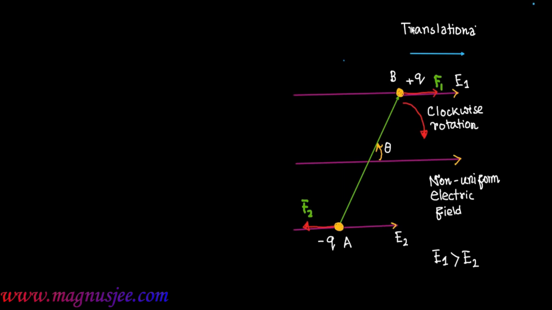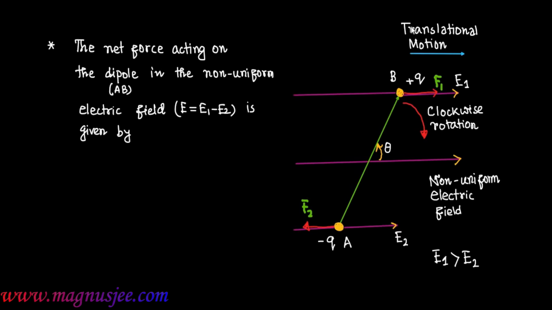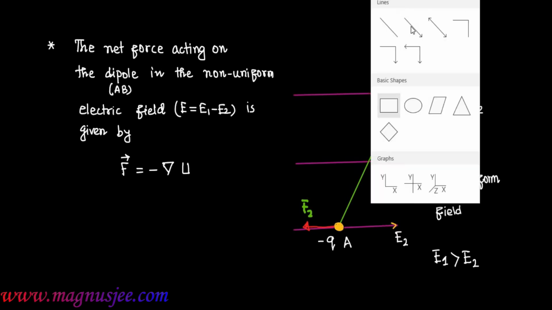In this case, the dipole will have translational motion towards the right and the dipole rotates clockwise under the action of torque, and the dipole will have translational motion due to the net force acting on the dipole. The net force acting on the dipole in the non-uniform electric field, E equal to E1 minus E2, is given by vector F equal to minus del U, where U is the potential energy of the dipole.